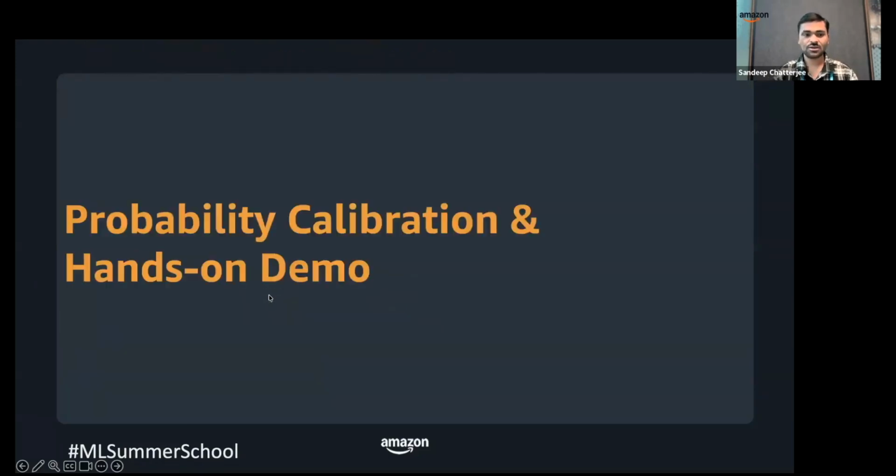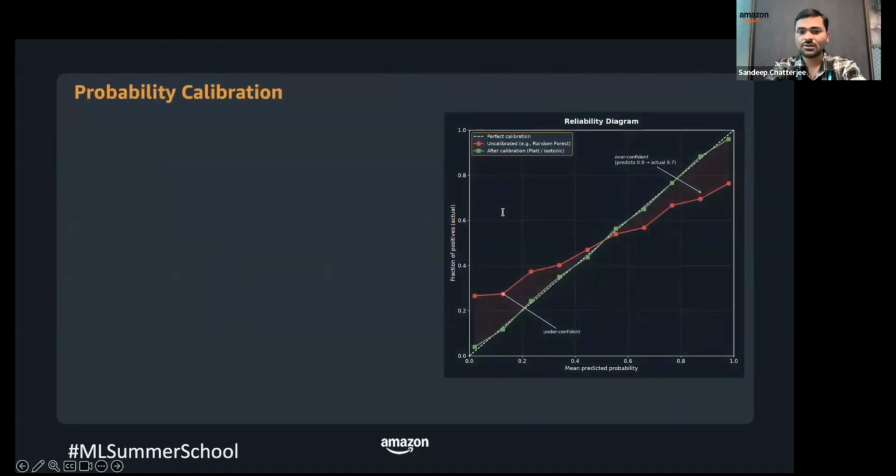Coming to the next module, we have probability calibration and the hands-on demo of scikit-learn. We have spent a lot of time talking about how to get your models to make the right predictions. But when you are building prediction systems in production teams, we often run into a very subtle yet critical issue. Just because a machine learning model outputs a number between 0 and 1, it doesn't mean the number is an actual probability in the real world.